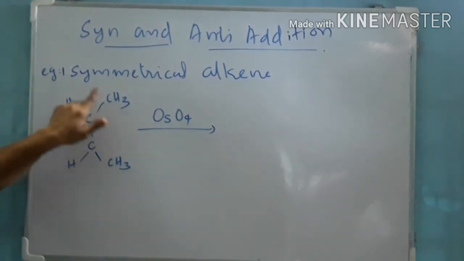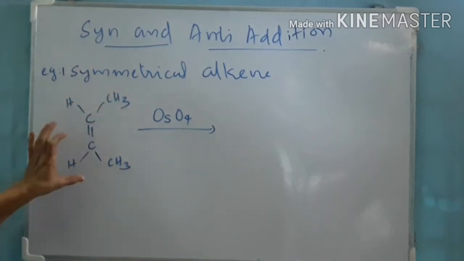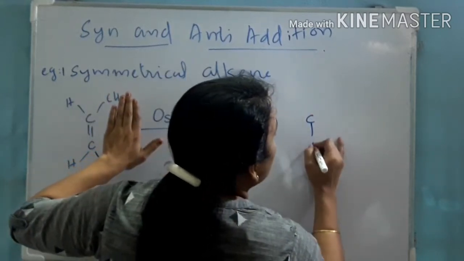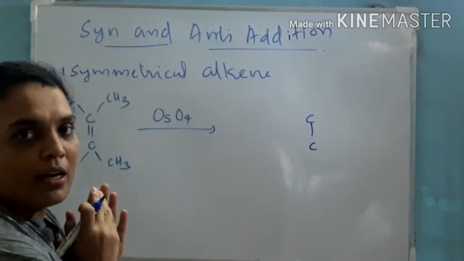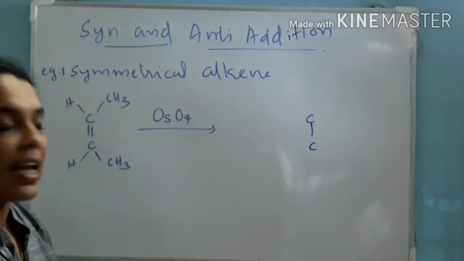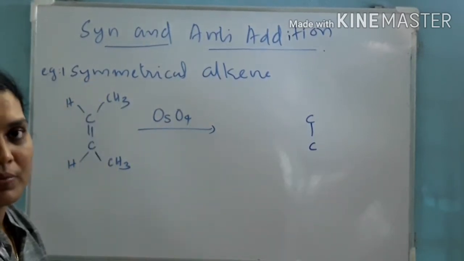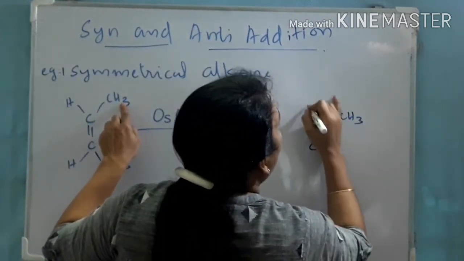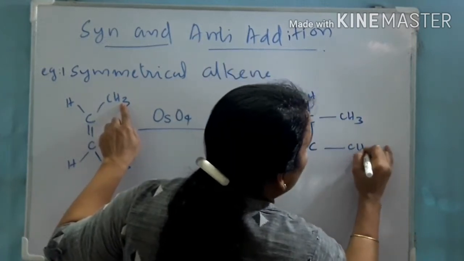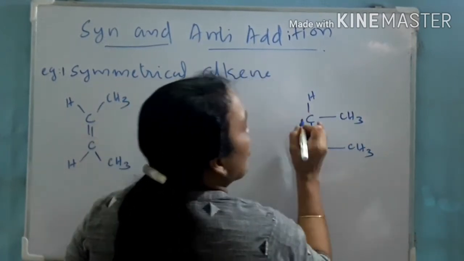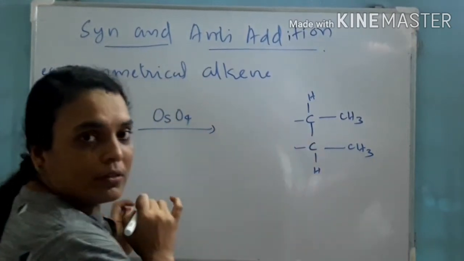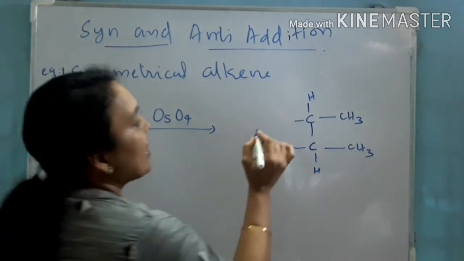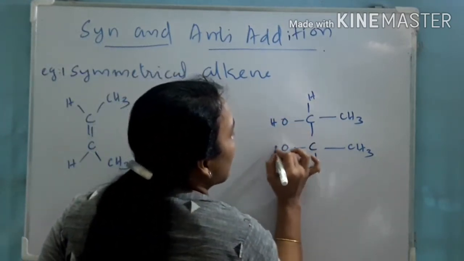Look here, this is a cis isomer. The CH3 groups are present on the same side of the double bond. So let us draw the CH3 groups on the same side in a Fischer projection formula. Here CH3 and hydrogen here, and CH3 here as well as hydrogen here. Then look at these two remaining valencies. Here we add osmium tetroxide, a hydroxylating agent. So what will happen? The OH is attached over here.